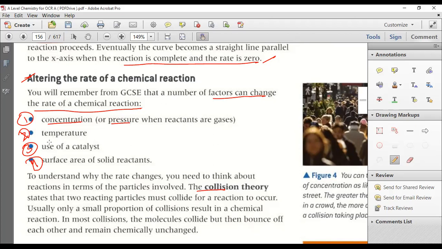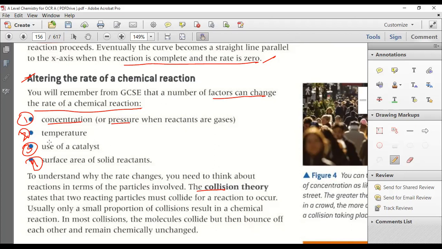If more amount of reactant is available, then there will be more chance of collisions, which means the rate of reaction will be more. Clear? Now suppose temperature is high, then the kinetic energy will increase and hence the rate of reaction will increase. Use of a catalyst: a catalyst will increase the rate of reaction, or it will make the reaction a little bit faster. In surface area, the more the surface area, the more the rate of reaction.